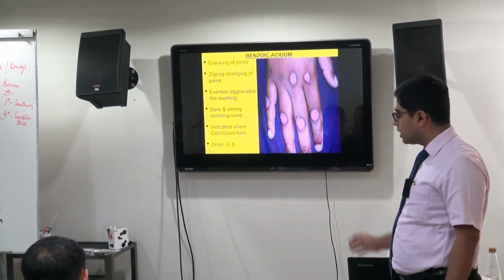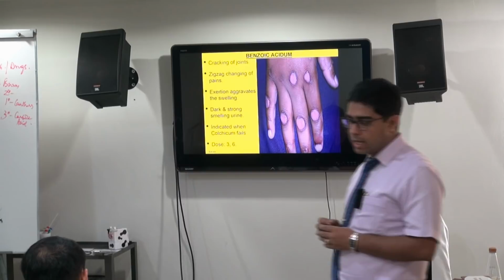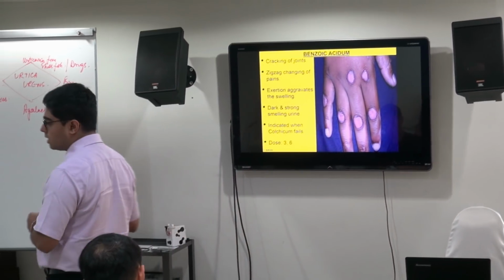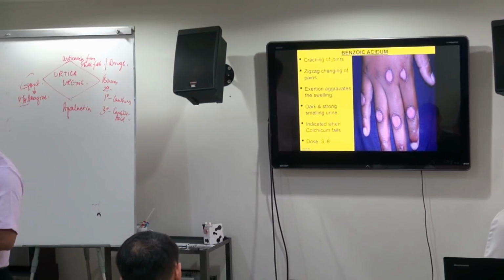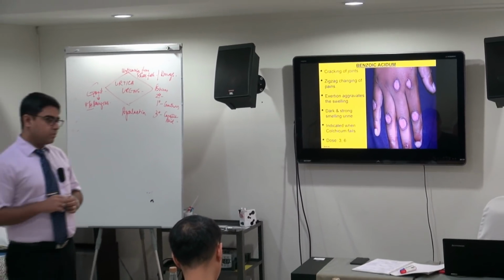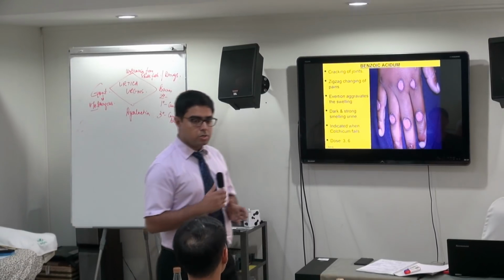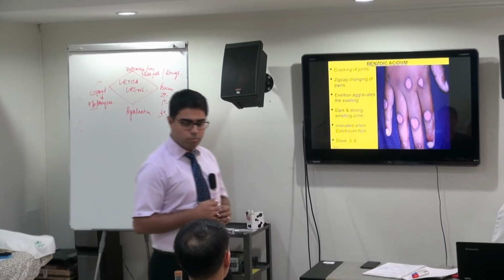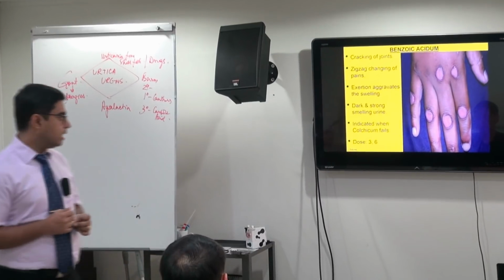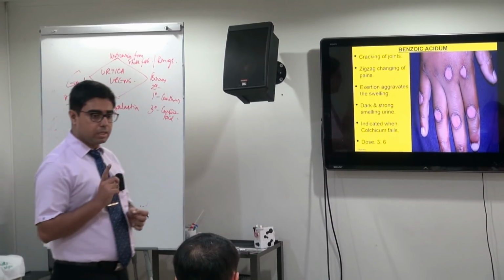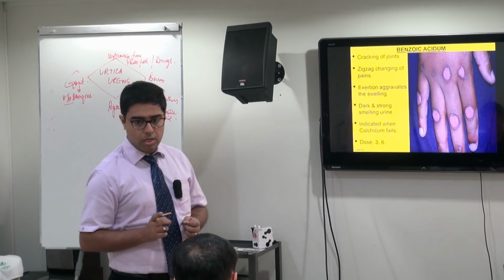I shared with you benzoic acid, 3 things for benzoic acid. Very offensive urine. It is Nash's trio of offensive urine: sepia, nitric acid, benzoic acid, right? Offensive urine, combine that with cracking in the joints, worse from movement, right? Cracking in the joints, worse from movement. That's important.